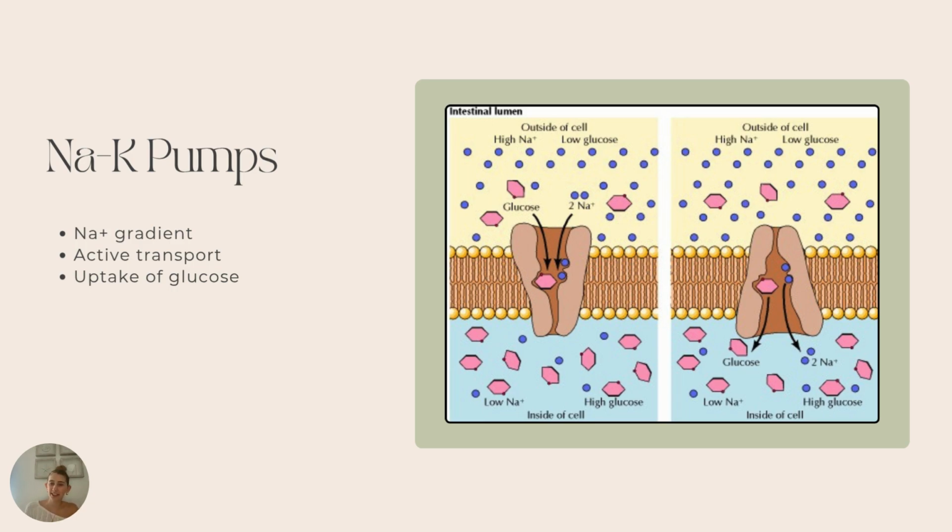Glucose is then released into the underlying connective tissue at the basolateral surface of the intestinal epithelium, where it is transported down the concentration gradient by facilitated diffusion. This completes the uptake of glucose from the intestinal lumen and its release into the circulation.